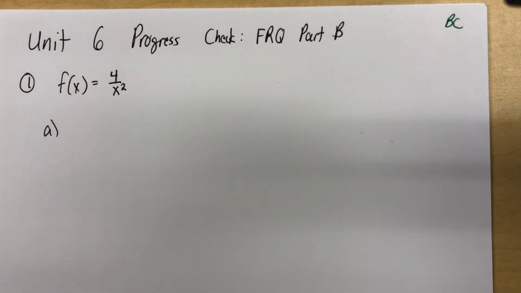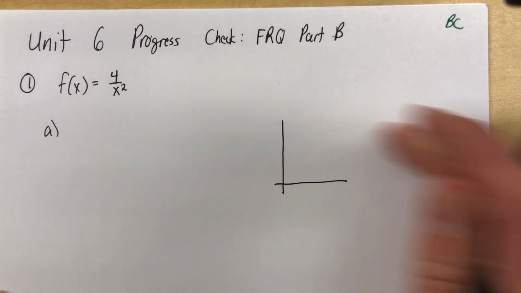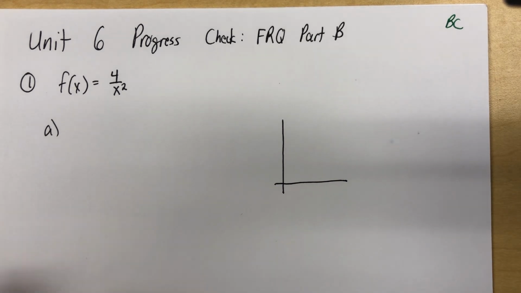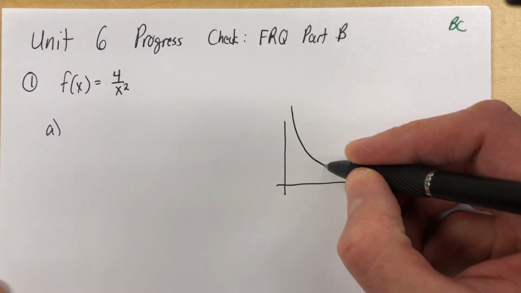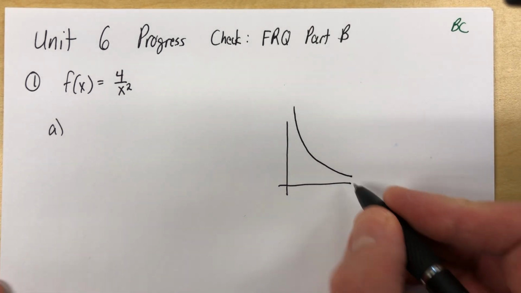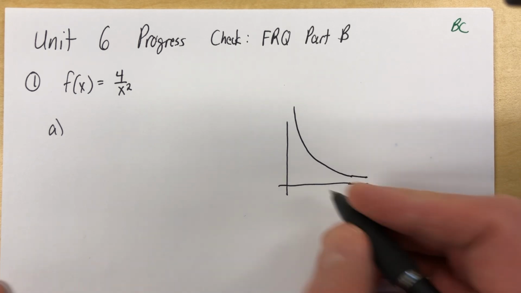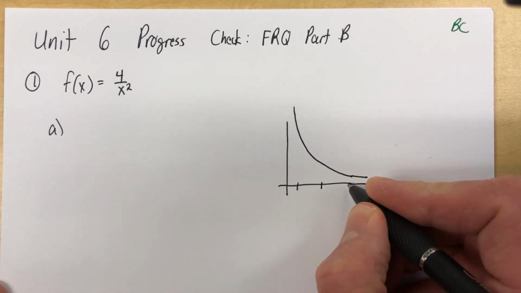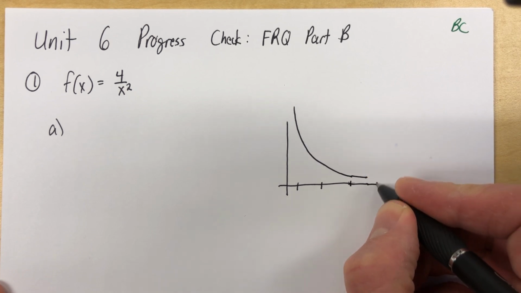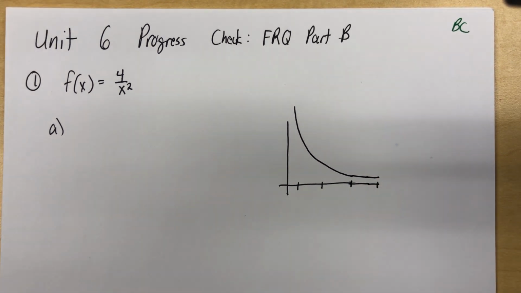You do not have to draw this. You get no points for drawing this. Don't draw this on your AP test, but just for a visual, this is what's happening. 4 over x squared is one of these kind of deals right here. And we're going to approximate what happens from 1 to 12 by going from 1 to 4, 4 to 8, and 8 to 12. And we'll be using a left Riemann sum.